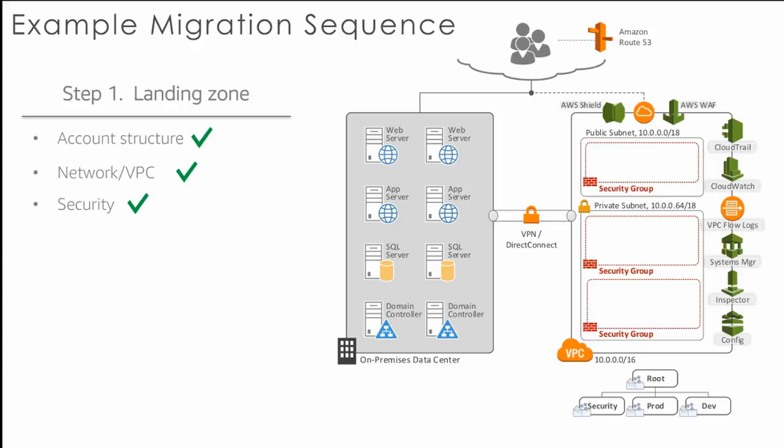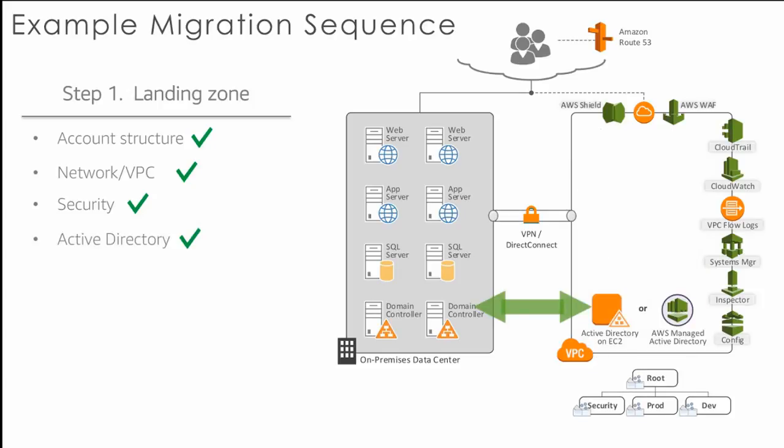Web application firewall, if necessary, any of the load balancers, anything that you may need, including things like Systems Manager, Inspector, Config, and so on. Then we're going to extend Active Directory. Like I said, that's the first thing.